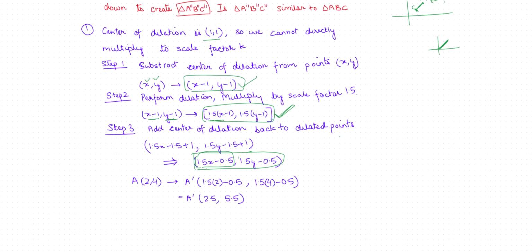So for A, if I do 2, 4, just put x as 2 and y as 4 in this formula, and we get A dash as 2.5 and 5.5. Now try getting B and C with the same formula. I can show you at the end with the diagram how it is correct and we can prove it with the diagram.